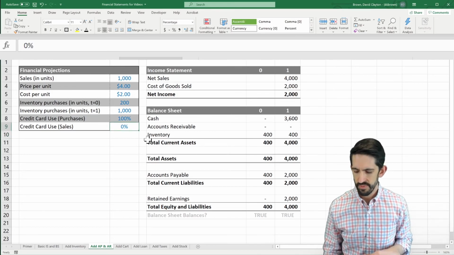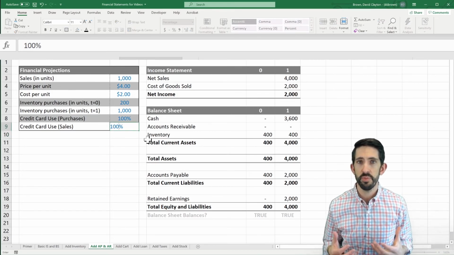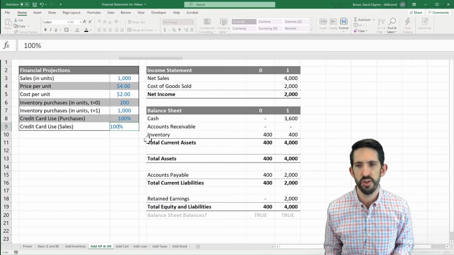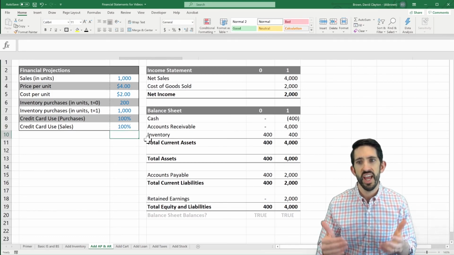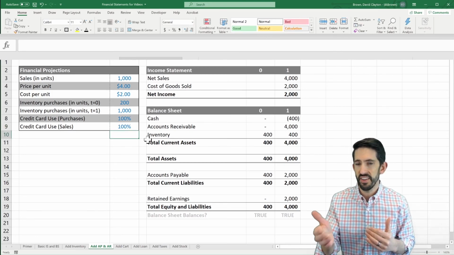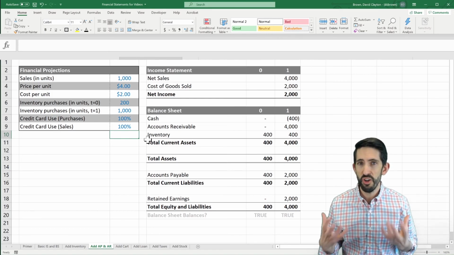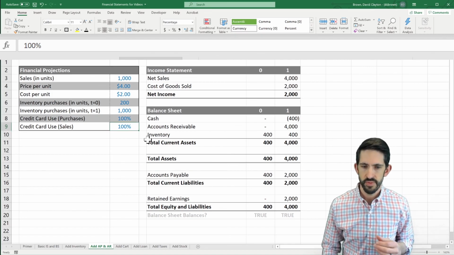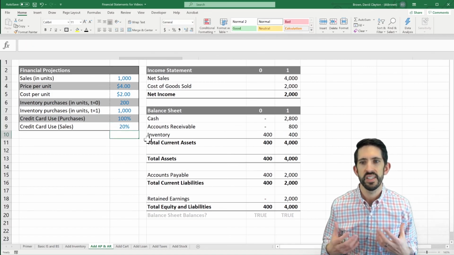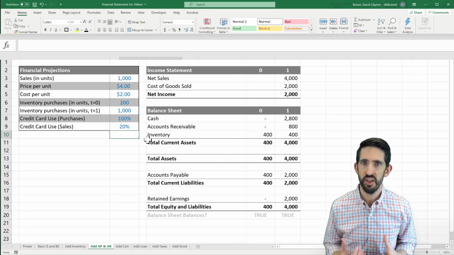So if we see, for example, accounts receivable goes up because we say there's 100% credit card usage, our cash has to go down to compensate. In this case, it goes a little too far, telling us that as a business, we can't do 100% sales on credit. Something like 20% seems more reasonable and leaves us in a nice, healthy cash position.